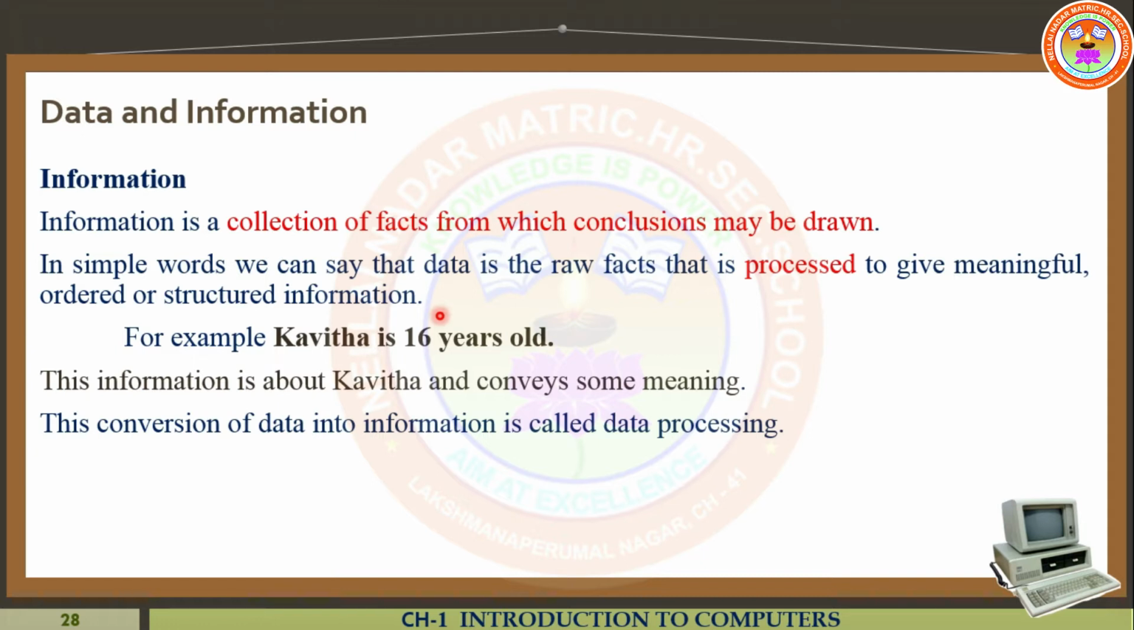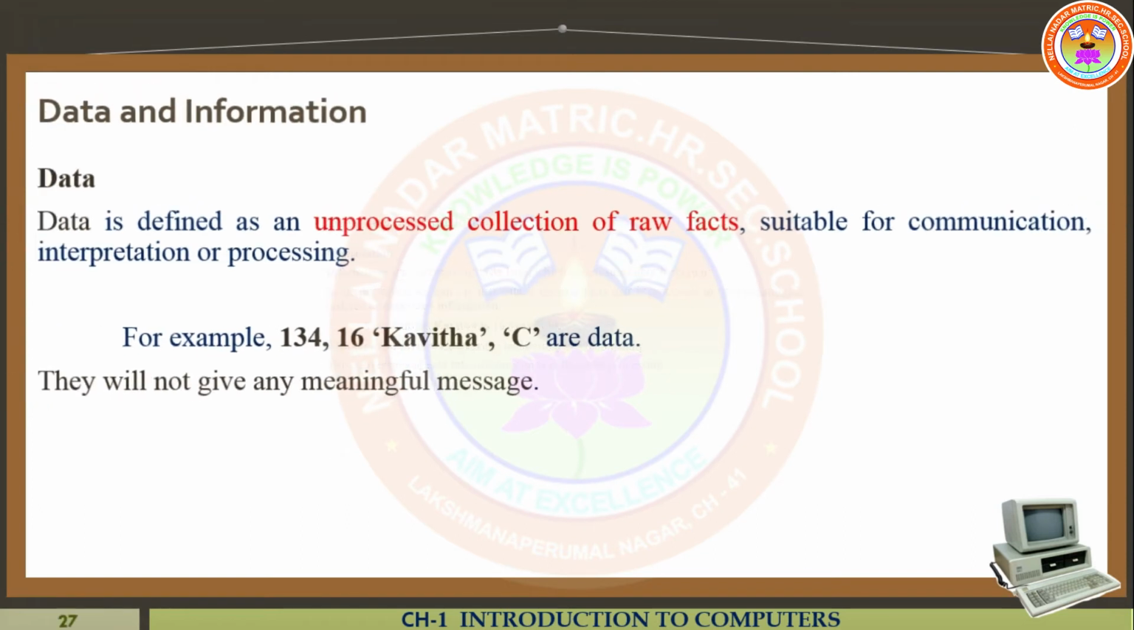Data means it's just raw facts, an unprocessed collection of facts. Okay, so that is data. But information means it is a collection of facts from which conclusions may be drawn. That is known as what? Information. For example, in the previous slide I mentioned 134 and 16 and one girl's name and one alphabet.